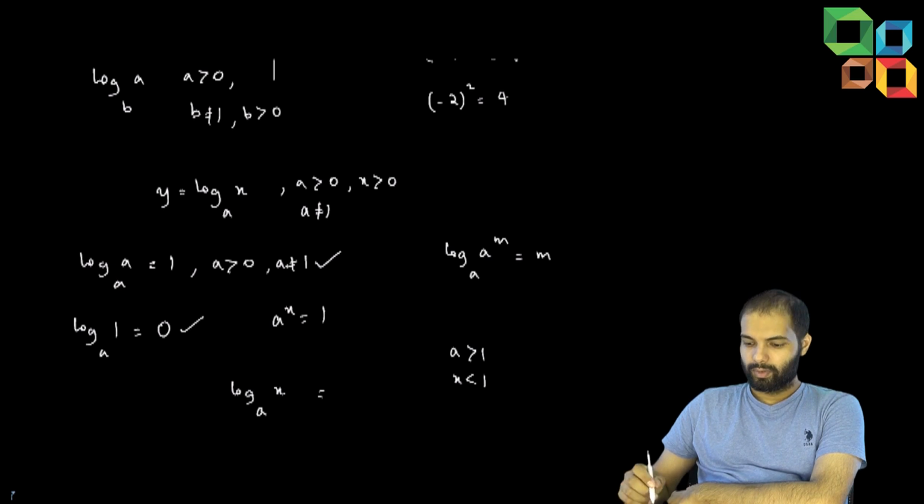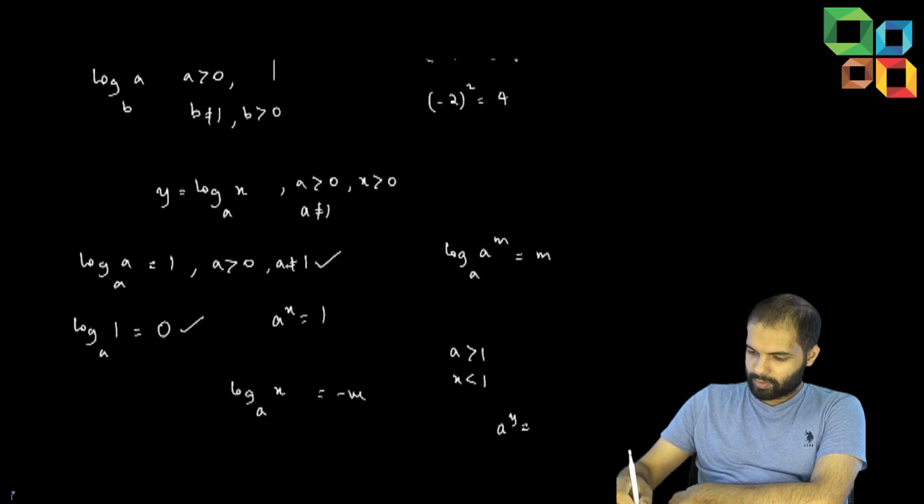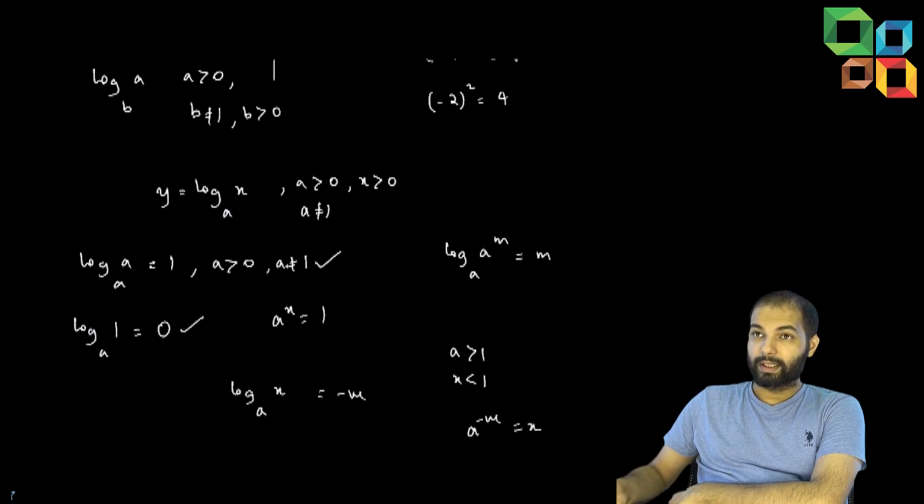If we take log x base a to be some negative value, so a to the power y, where y is negative, it would be 1 by a power x. So you're saying a power negative value should be equal to x, correct? This is what you're saying. So if a is greater than 1, then x should be less than 1.